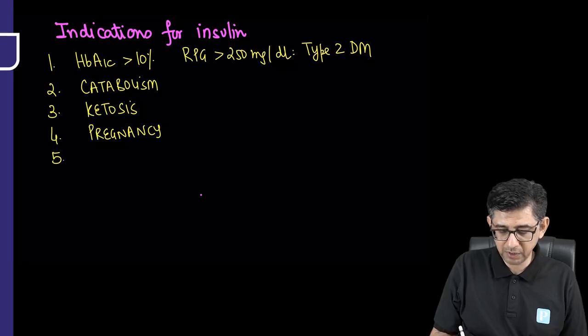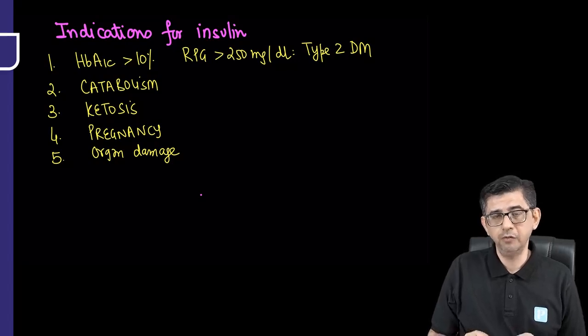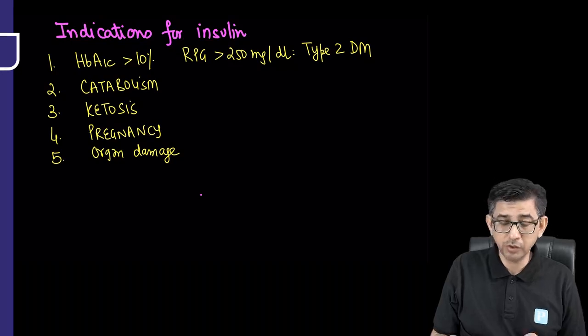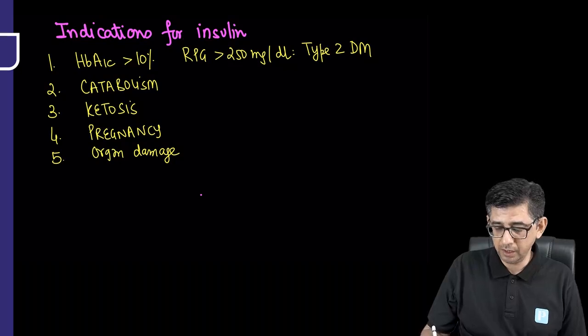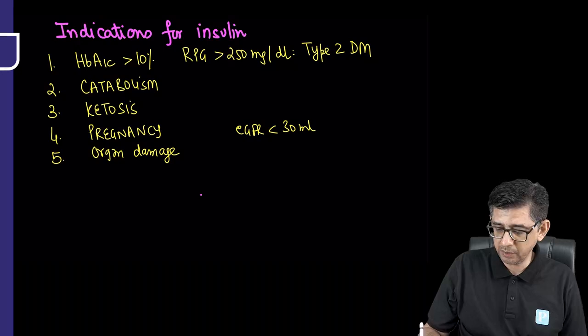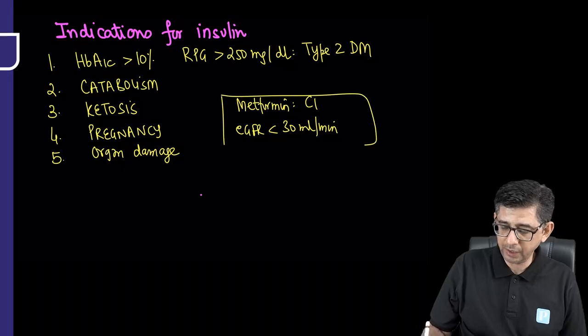Similarly, if a person is having organ damage, like the person is having diabetic nephropathy, and his GFR is substantially reduced, then we will have to give insulin. Well, insulin is also excreted by the kidneys only. Like you can't use metformin. Like let's say metformin is contraindicated if the estimated GFR of the patient is less than 30. So in case a person of diabetic nephropathy continues to be given metformin if the eGFR is less than 30 ml per minute, then he can land up in lactic acidosis as well.